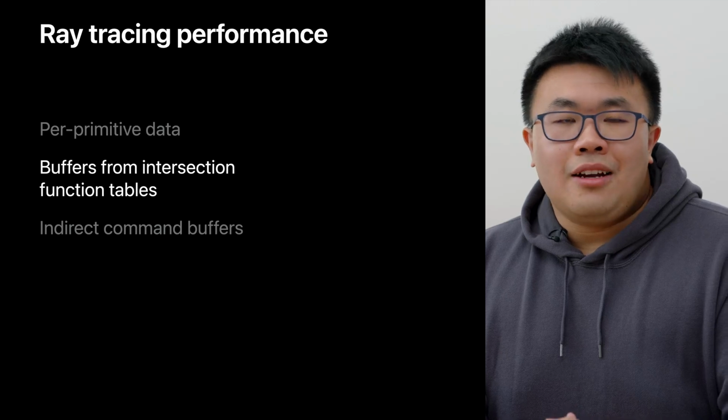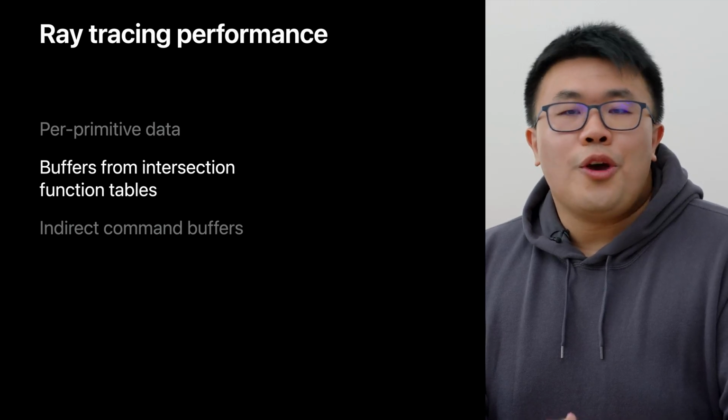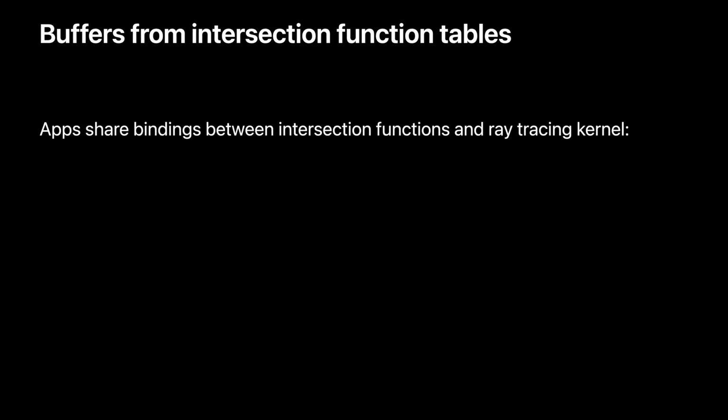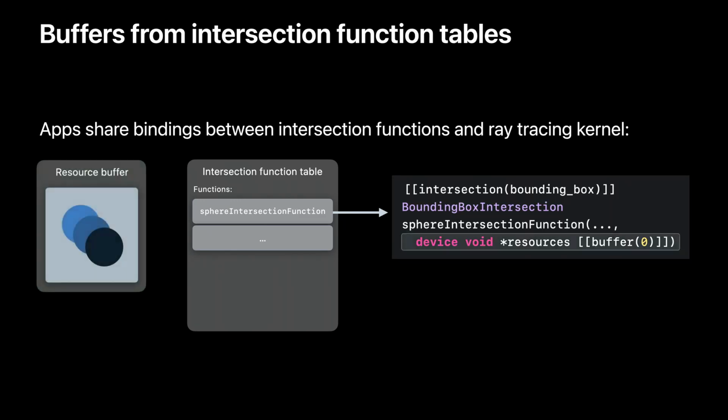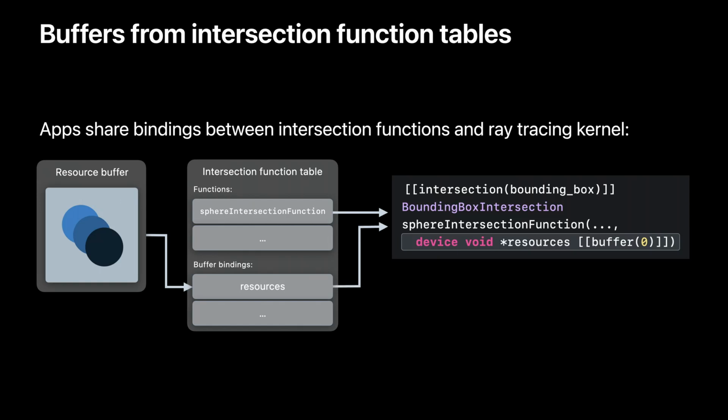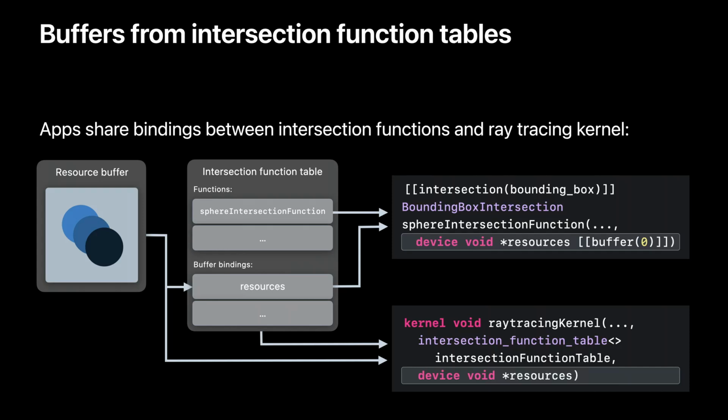This year, we've also added another convenience feature to the Metal shading language to help you simplify your ray tracing kernels. Applications often pass the same set of bindings to both their intersection functions and their main ray tracing kernel. For example, our ray tracing sample code uses an intersection function to render spheres. This intersection function accesses a resource buffer containing information about each sphere. In order to pass this buffer into the intersection function, the app binds the buffer to the intersection function table. However, the main ray tracing kernel also needs access to the resource buffer, so the app binds the buffer there as well. This year, the Metal shading language allows you to access the buffers bound to intersection function tables.